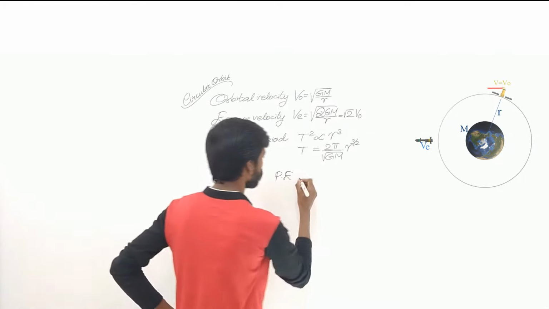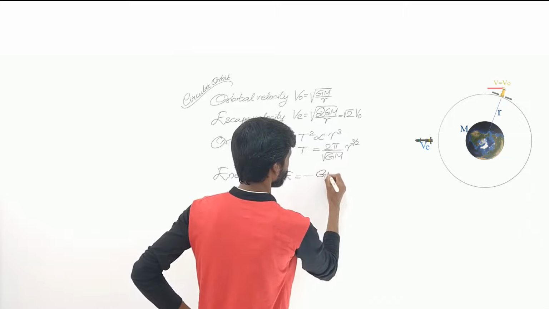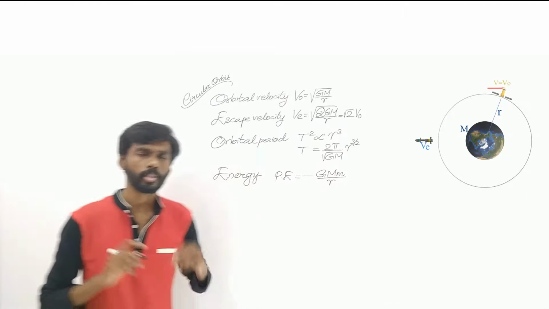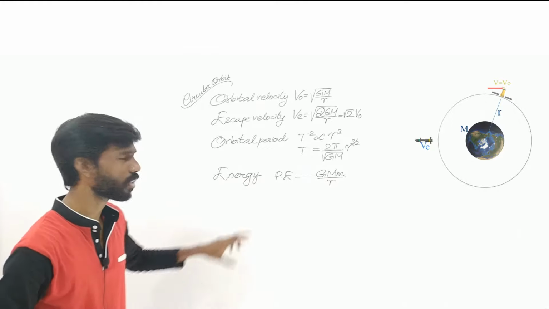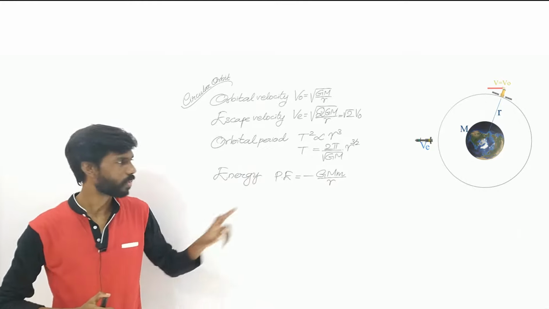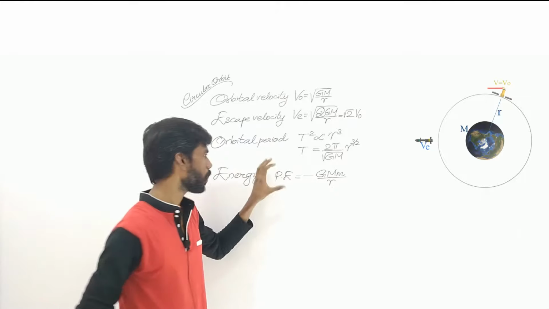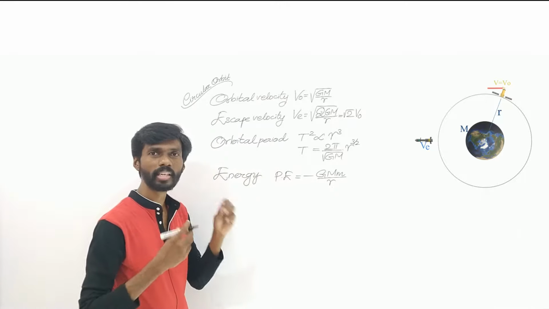So that means the potential energy is given by minus GMm divided by r. So this is the potential energy of the satellite, and this is a constant value. At any point on the orbit, this value is constant, as this r is the orbital radius, which is a fixed value. So potential energy at any point on the orbit is a constant value.